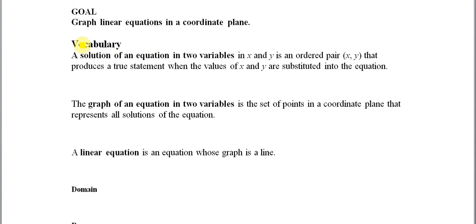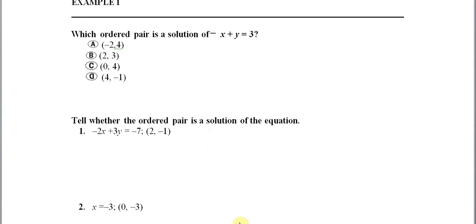So when we are talking about a solution of an equation in two variables here, the emphasis on two, is an ordered pair, right, that produces a true statement when x and y are substituted into the equation. Okay? All right, so let's go right here.